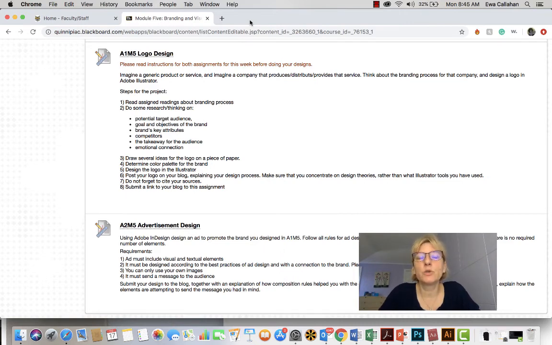So please make sure that when you are working on it, you are concentrating on the message and the elements, that you are able to identify the elements of a good ad, and that you can describe how those elements play a role in your design.